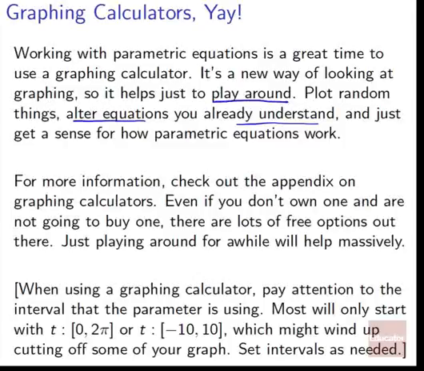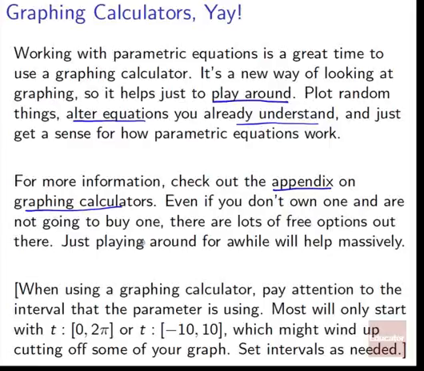If you want more information on graphing calculators, there's an appendix on graphing calculators at the end of the course, so just go check that out. There's a lot more information there if you don't know much about graphing calculators or if you're interested in getting one. Even if you don't own one and you know for sure you're not going to buy one, there are lots of free options out there. In the very first lesson on graphing calculators, I talk about some of the free options for having the function of a graphing calculator without needing to go out and buy one. If you're watching this video right now, there are graphing calculators you can use for free on the internet, and if you play around for a little while on one of these free tools, it's going to help massively for understanding how parametric equations work. There's really nothing better you can do for understanding this stuff than getting the chance to play around.